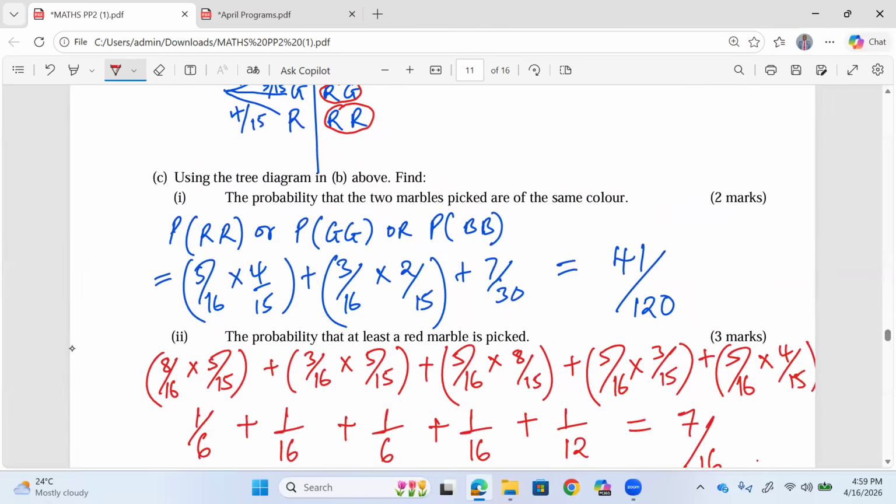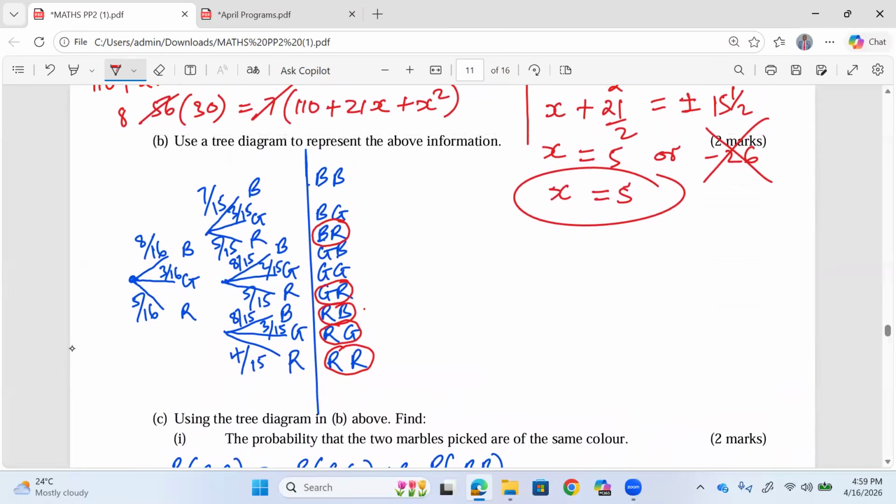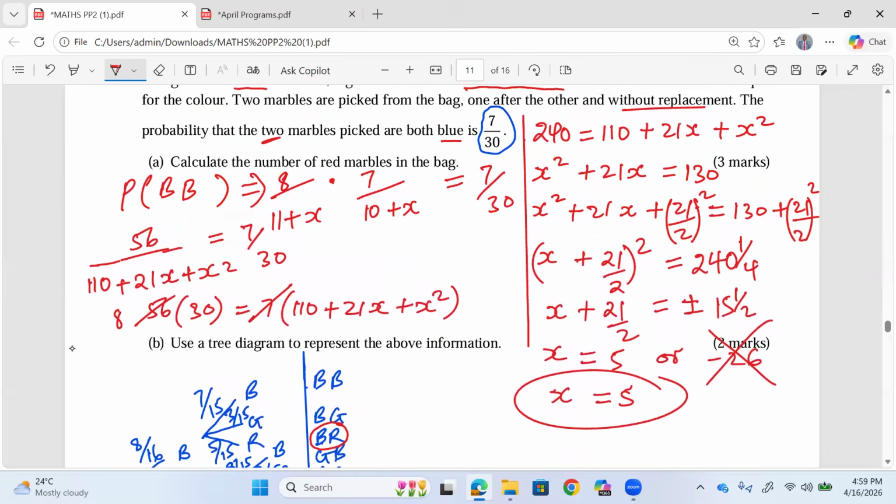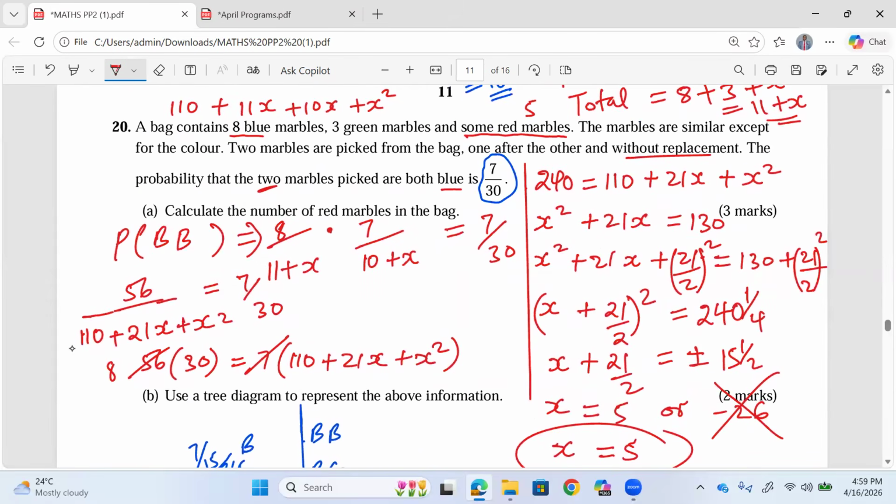Probability, at least one red, at least red. So we sample all the cases where reds are occurring. So that is the probability question, which is just a very interesting question.